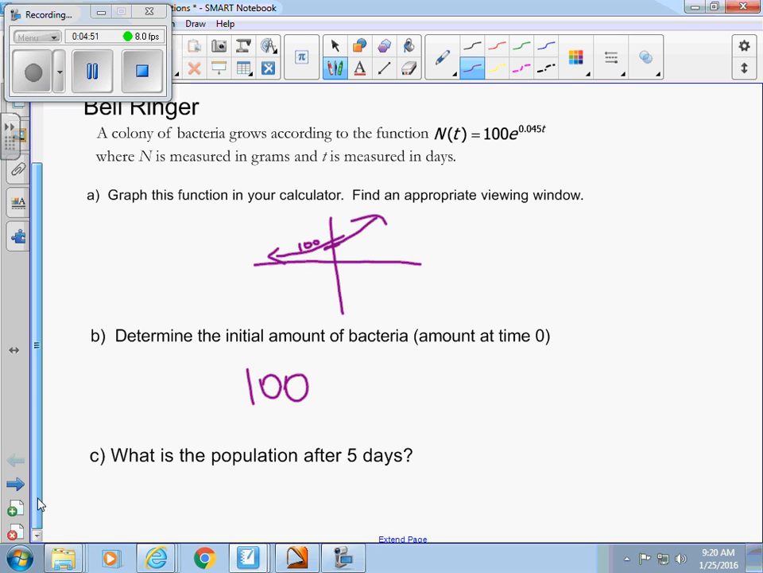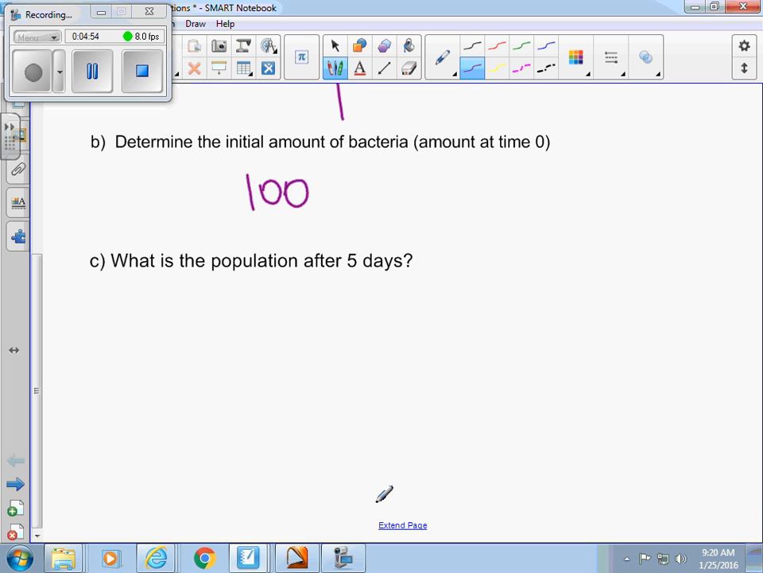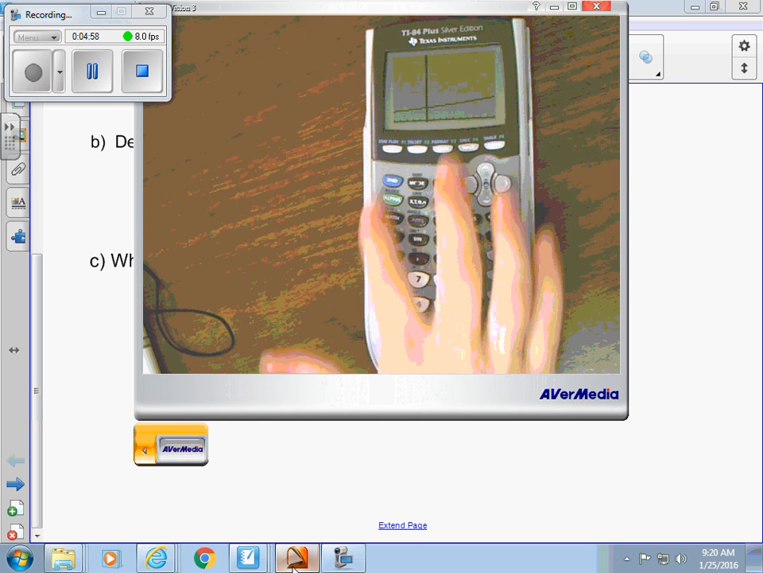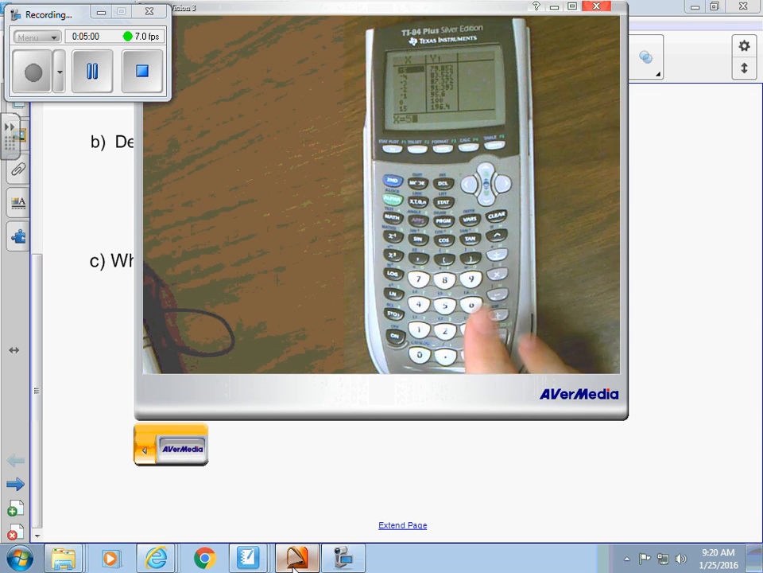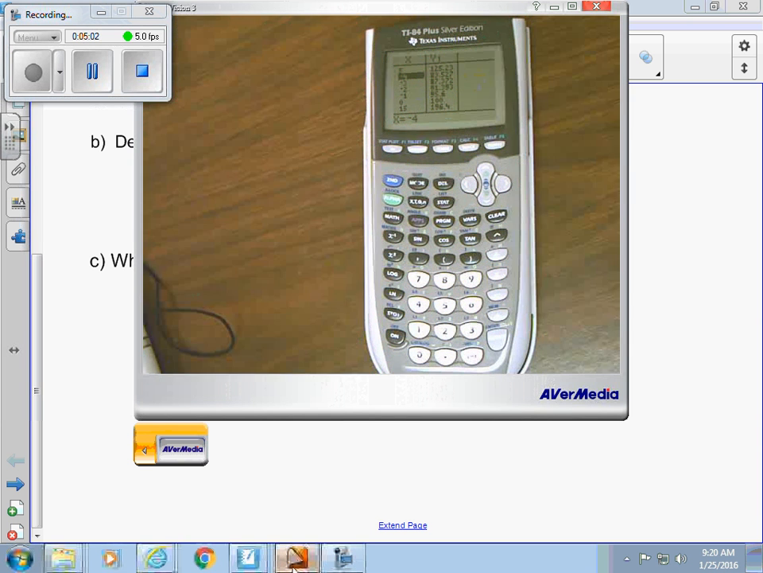What is the population after 5 days? How could you find that? Table, and what would you plug into your table? Good. Put 5 into your table and I get 125.232.